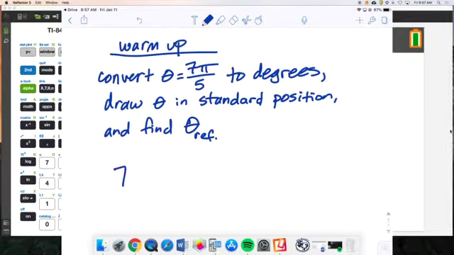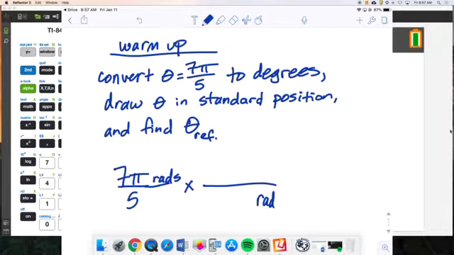So here's the conversion, right? 7 pi fifths. If you want, you can put radians or rads or rad, whatever you want. And you can kind of put it in the numerator. Then we're going to multiply by a conversion factor. You want radians to divide out, and you want degrees to appear. So what is that? 180 degrees in how many radians? Pi, right. So there's your conversion factor.